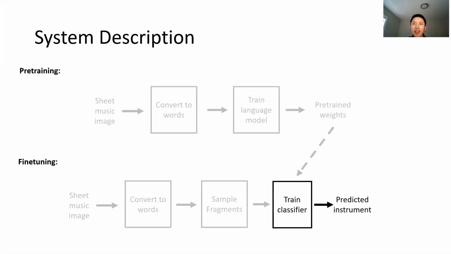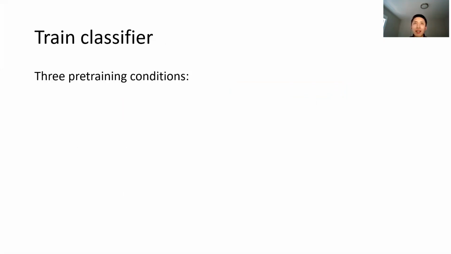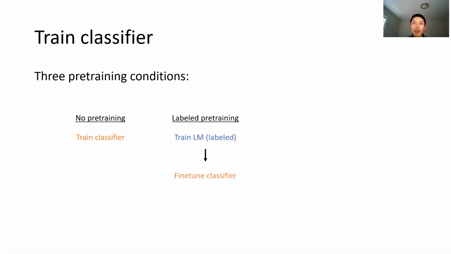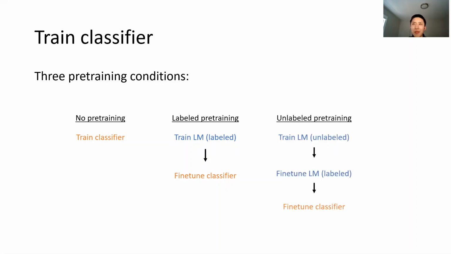The final stage in fine-tuning is to train the classifier. We experiment with 3 different pre-training conditions to determine their effect. The first condition is no pre-training. We train the classifier from scratch on the labeled data. The second condition is labeled pre-training, where first we train the language model on the labeled data, then add a classification head to the language model and fine-tune the classifier on the labeled data. The third condition is unlabeled pre-training, where first we pre-train a language model on the unlabeled data, then fine-tune the language model on the labeled data, and then as before, add a classification head and fine-tune the classifier on the labeled data.